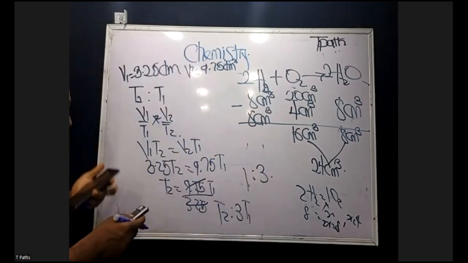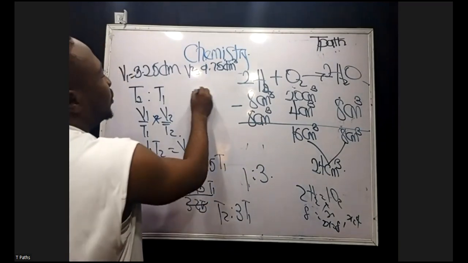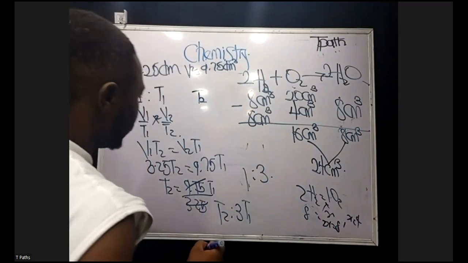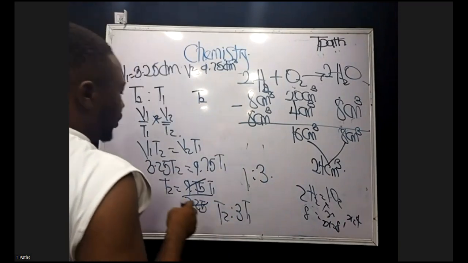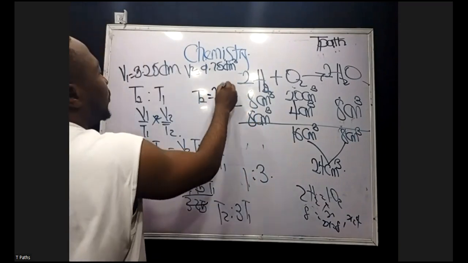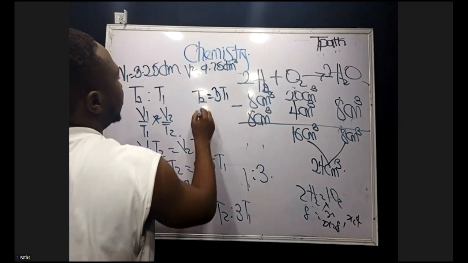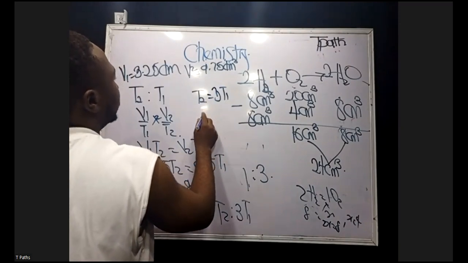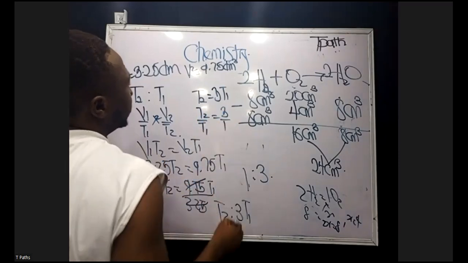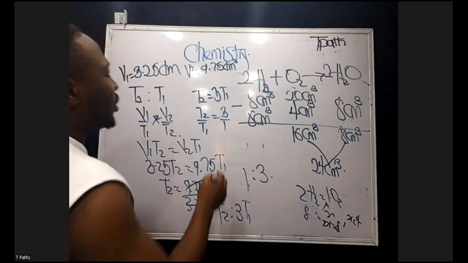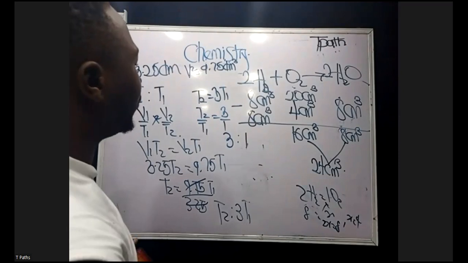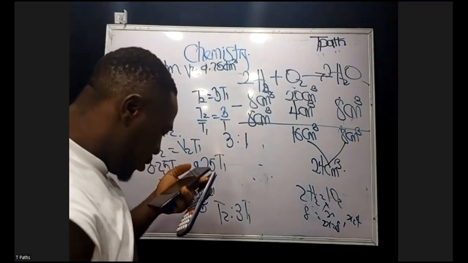Or you can do it like this. If T2 is equal to 3 of T1, divide both sides and you can see T2 over T1 is equal to 3 over 1. So you can also say it is 3:1. The answer is 3:1, option A.